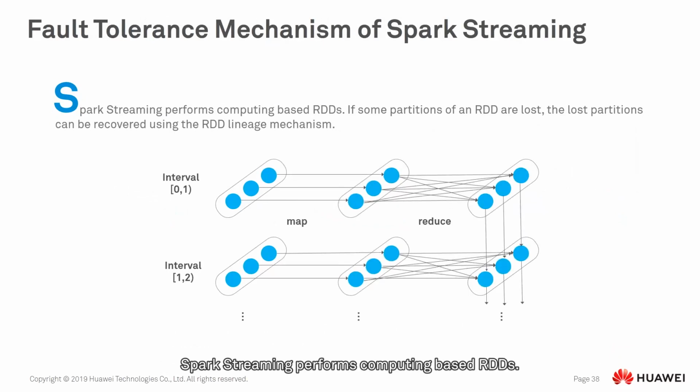Spark Streaming performs computing based on RDDs, so any partition encountering errors can be regenerated based on the parent RDD using the RDD lineage mechanism. If the parent RDD is lost, look up its parent RDD until the original data on the disk is found.